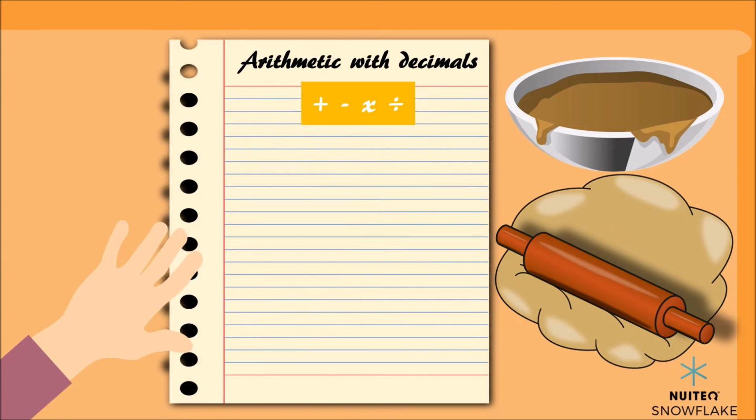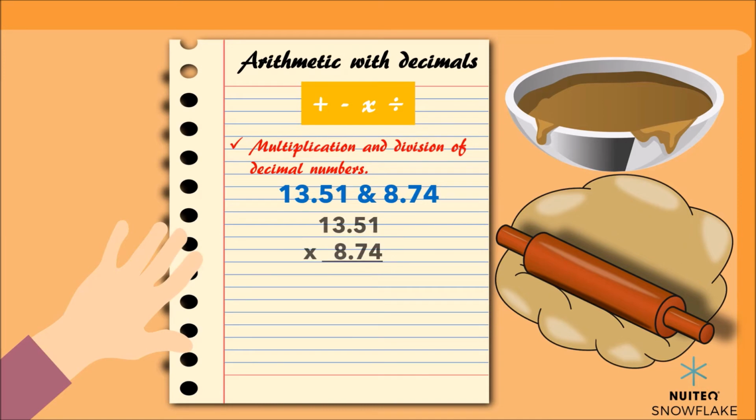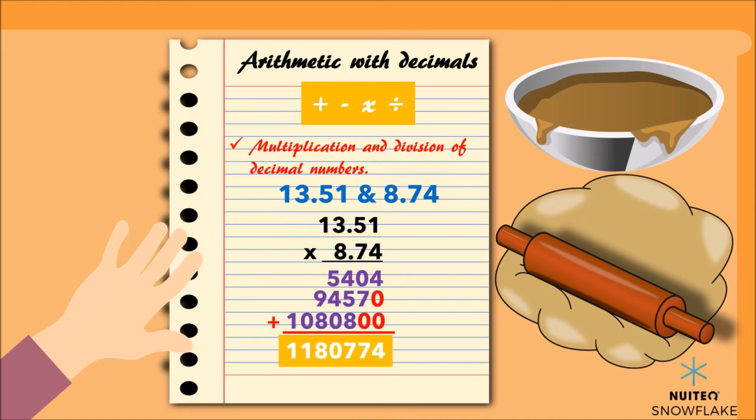Now, let's try an example with multiplication and division of decimal numbers. Find the product and quotient of 13.51 and 8.74. To find the product, we'll right-align the decimal numbers. We'll ignore the decimal points for now, and multiply the numbers as usual. Now, we'll count the number of digits to the right of the decimal point in each of the 2 decimal numbers, and then add. That's a total of 4 digits after the decimal points. Since we had a total of 4 digits after the decimal points, we move the decimal point 4 places to the left to get our final answer.